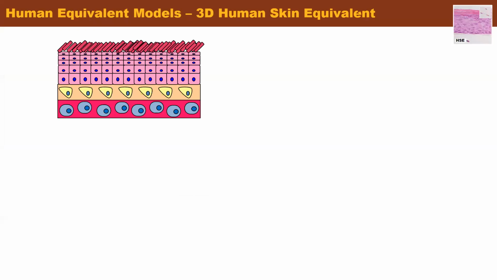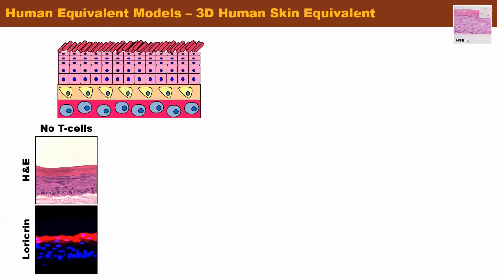The first incorporates T cells into the media of the 3D human skin equivalents. In the absence of T cells, 3D human skin equivalents stratify normally, and there's characteristic expression of loricrin in the uppermost epidermal layers.